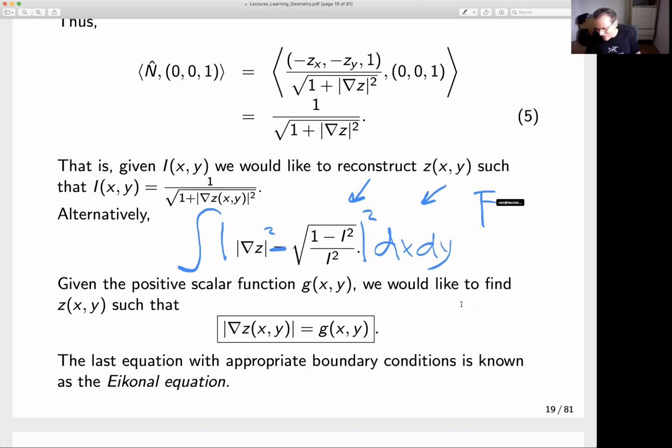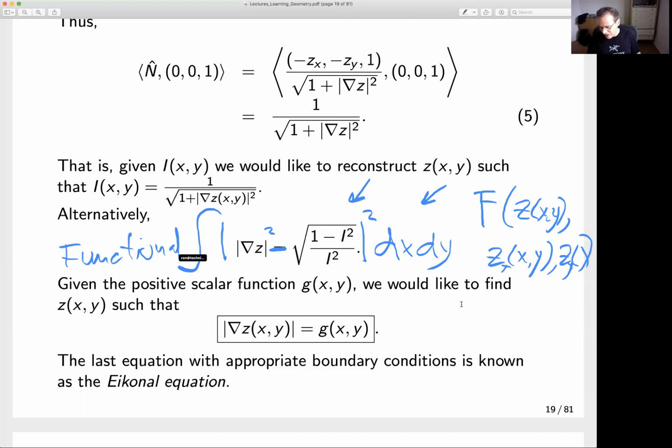And the functional is basically a function of my function z of x and y, and its derivatives, z_x, z_y, etc., etc. So this is called the functional.